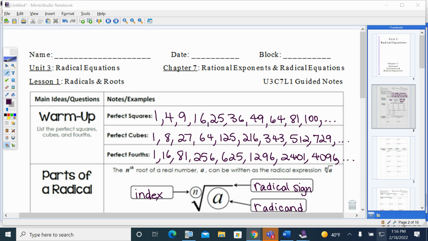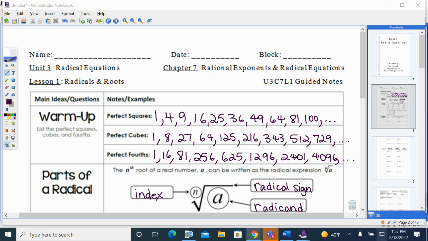So 1 times 1 is 1, 2 times 2 is 4, 3 times 3 is 9, 4 times 4 is 16. So that list of numbers there on that line for perfect squares are all of them up to 10. And of course, it keeps going. So we know our perfect squares.